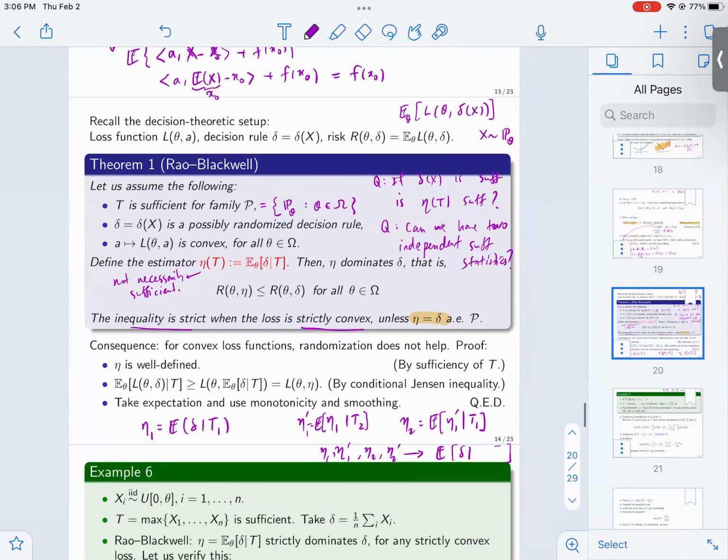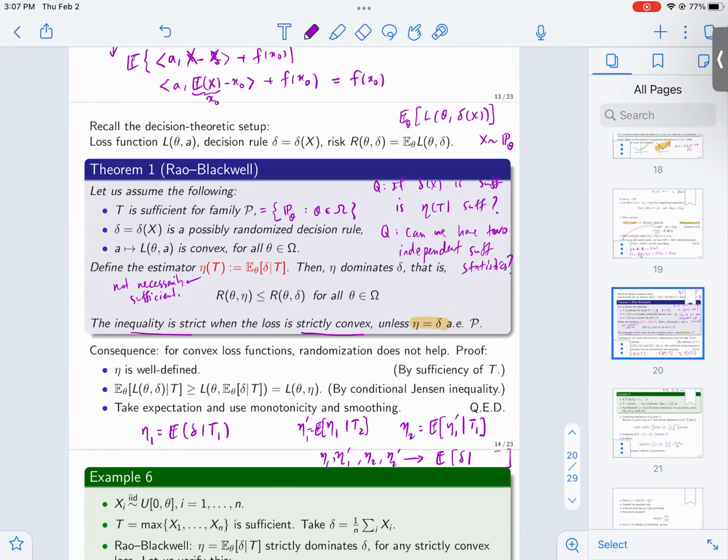So what I'm going to do is apply Jensen's inequality to this function L of theta, delta, which is convex in the second argument, so you can ignore the first part. Imagine it as a function of only the second argument. I'm going to move the expectation inside, so it's going to get smaller. That's Jensen's inequality. Then this expectation is by definition eta. So I get that the loss of eta is less than or equal to the conditional expected loss of delta, and then I take the expectation on both sides.